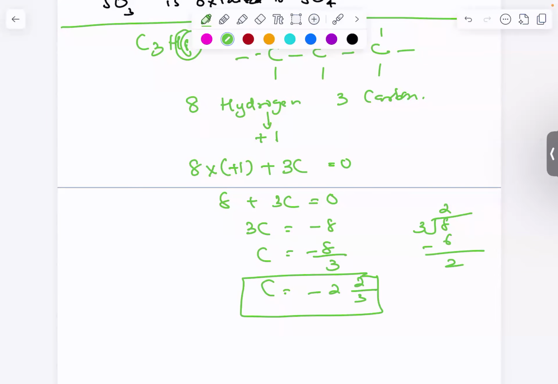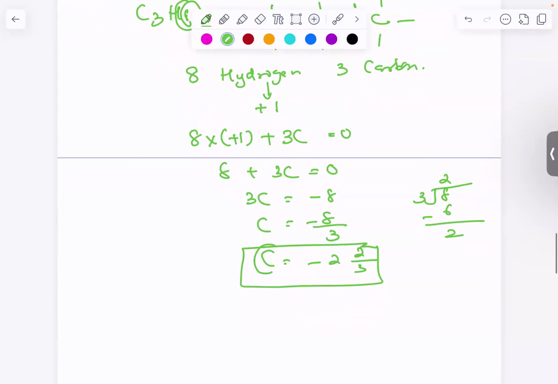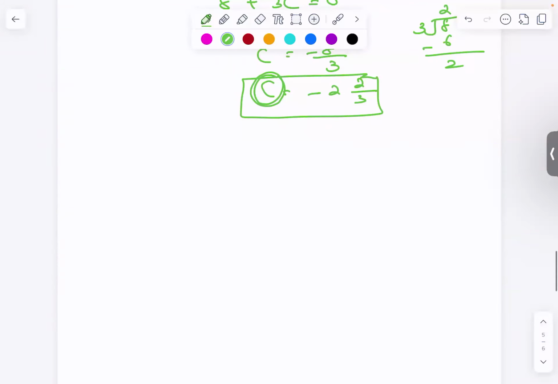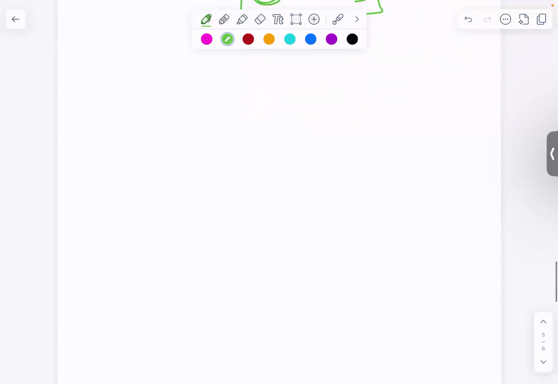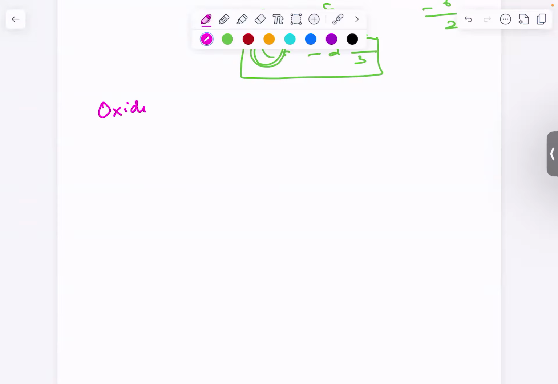This is the average, because we calculated it for one carbon. I hope it's somewhat clear to you. Now the next topic is oxidizing and reducing agents. I hope it was clear, Minha, so I can go further along now.